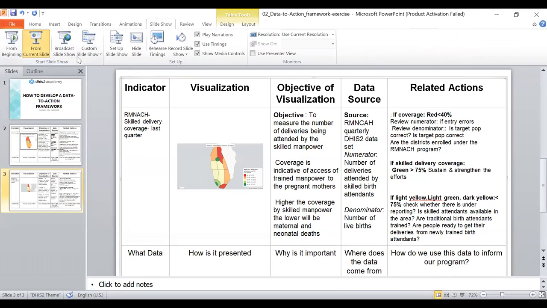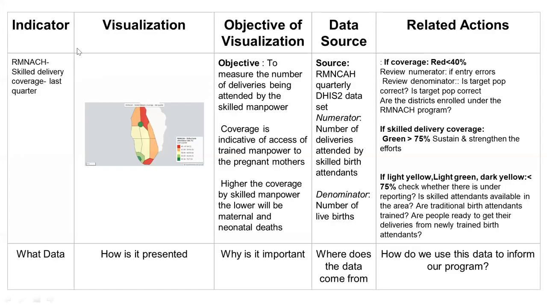I used Cater for RMNCHA. That is the skilled delivery coverage for the last quarter. So I prefer it to be presented as a map. The objective is to measure the number of deliveries being attended by skilled manpower, because the coverage is indicative of access of trained manpower to pregnant mothers, and the higher the coverage by skilled manpower, the lower the maternal and neonatal deaths. So that is why it is important to measure this indicator.